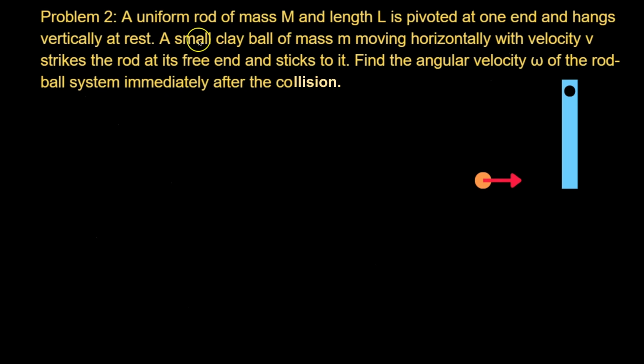Problem 2. A uniform rod of mass m and length L is pivoted at one end and hangs vertically at rest. A small clay ball of mass m, moving horizontally with velocity v, strikes the rod at its free end and sticks to it. Find the angular velocity omega of the rod-ball system immediately after the collision.